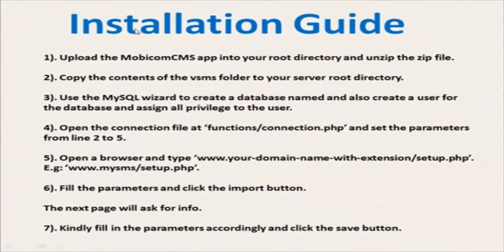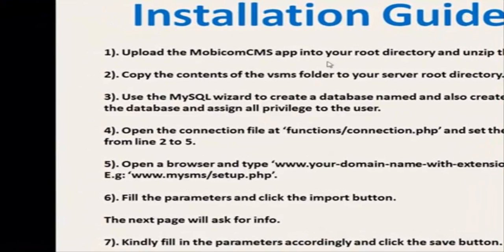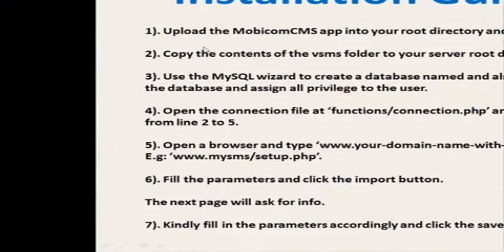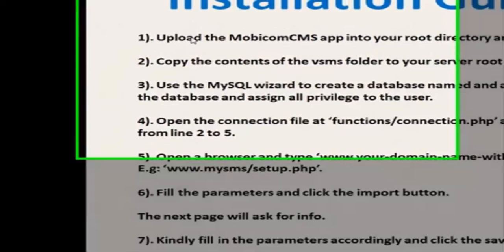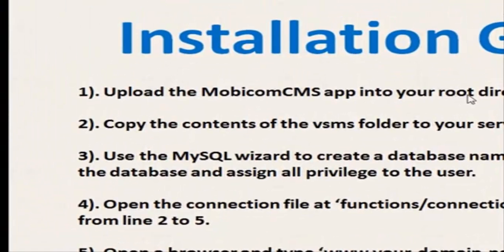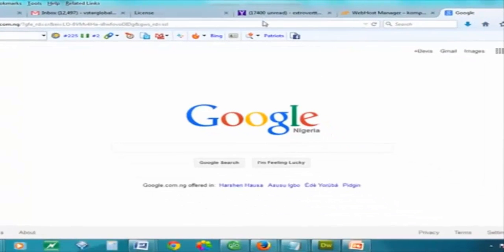Let me quickly take you on a glance on the installation guide of the application. Don't mind the theoretical jargons you're seeing on the page. When we go practical, you see that these 7 steps are as easy as A, B, C, D, and in as short as 5 minutes, we are done setting up our mobile marketing website using Mobicon CMS. Now, let's go online. The first requirement here is upload the Mobicon CMS into your root directory. To do that, you must get into the cPanel of your website.